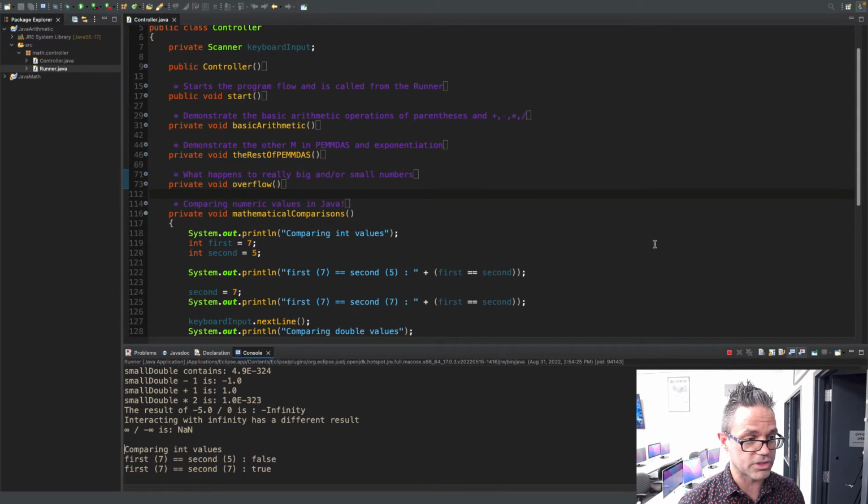We try that same thing again. We assign second to 7. Hey, 7 equals 7. That's true. Okay, wonderful. That makes perfect sense. Math works the way we expect it to. However, when we talk about comparing doubles, we have to do something completely different.